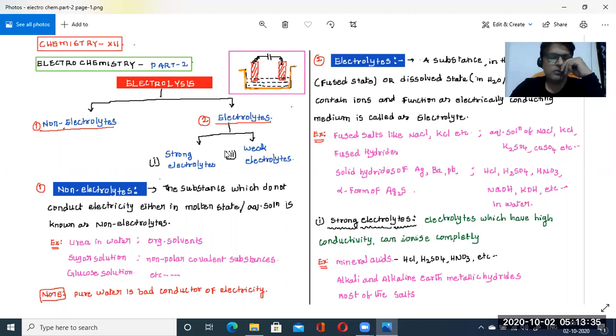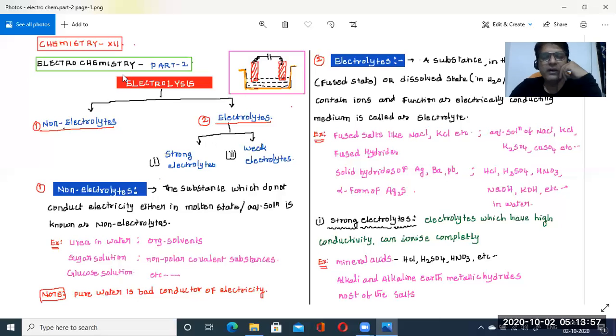Yeah, it's better. So today we are going to learn part 2 of electrochemistry for class 12. In the previous part, part 1, I explained only the basics, the foundation and introduction, and we learned a few statements about what electrolysis is.